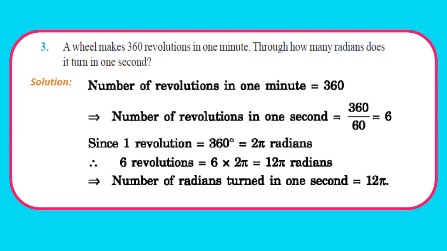Now we have to find the radians. Now 1 revolution is equal to what? 360 degree, that is equal to 2 pi. So 6 revolutions is equal to what? 6 into 2 pi, that is 12 pi radians. So the number of radians turned in 1 second will be equal to 12 pi. Simple, find the number of revolutions and 1 revolution equals 2 pi, so multiply by 2 pi, that many radians are there. If I am clear, then pause and note down the solution.